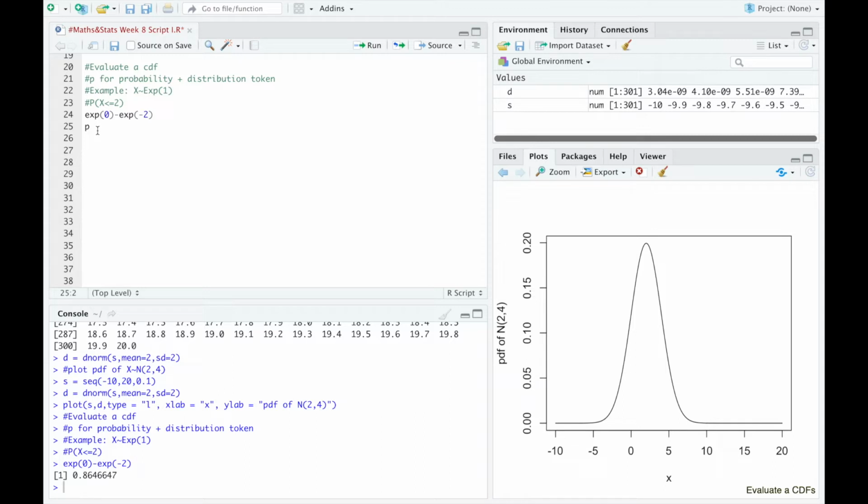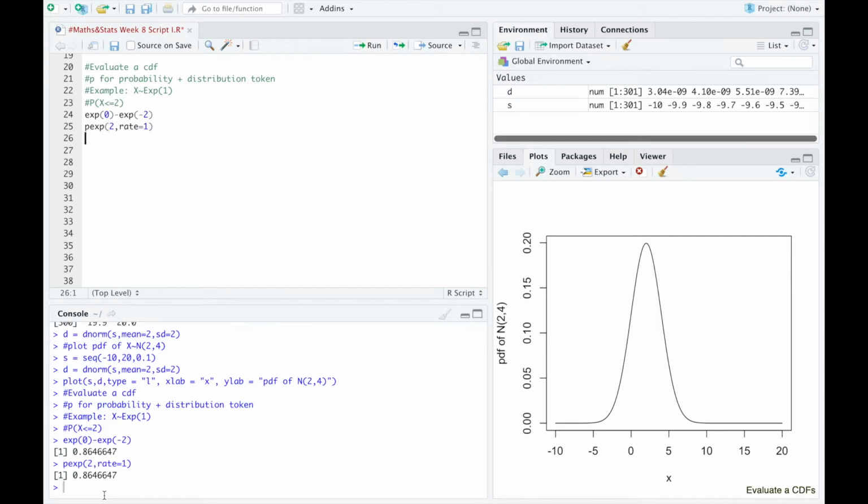Great. A faster and general way to do it is p for probability and distribution token. The distribution token for the exponential is exp. Great. So I want to evaluate the CDF of the exponential at 2. Okay. And here I have to specify the rate. That will be the lambda of the exponential distribution. So the rate is 1. The result, of course, is the same. So, okay, let's have a look at the graphical interpretations of this, even though it's very easy, but it's good to learn how to use certain commands.